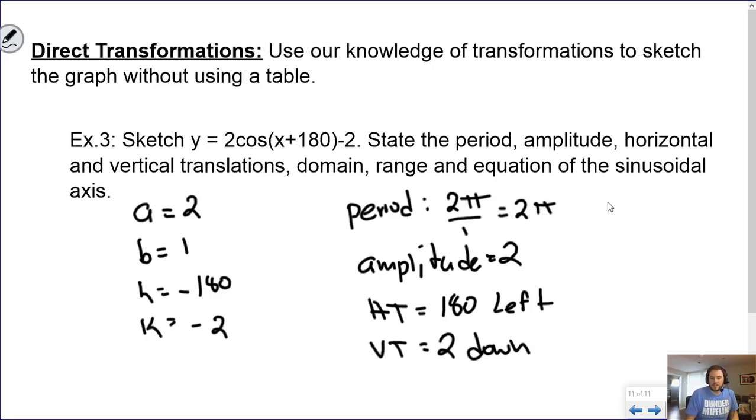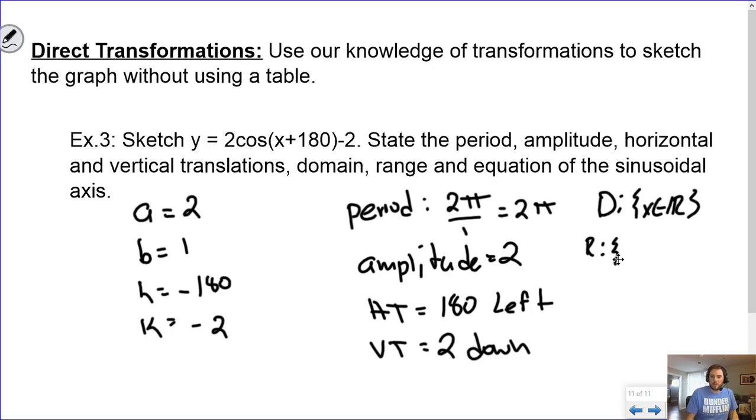My domain, range, and sinusoidal axis. So domain is going to be x is an element of the real numbers, right? My range, on the other hand, is y is between. Now let's stop and think about this for a second. We're shifting down 2 units.